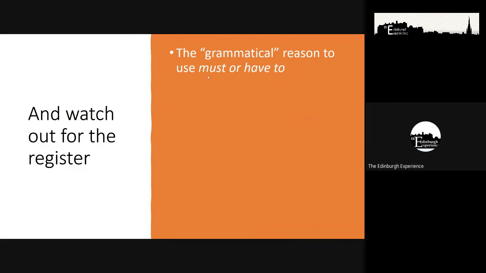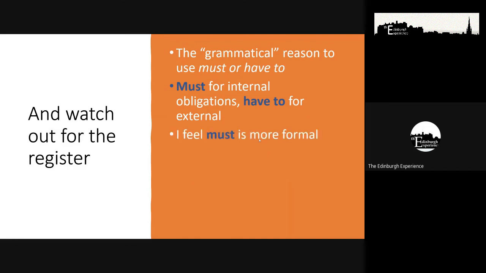The grammatical reason when we should choose between must or have to is to do with personal or internal obligations or external. So a grammar book will tell you that must is used for internal obligations and have to is for external obligations. Like, I must call my mother. That's something I need to do, but I have to go to work because that's what somebody else is making me do. But I really disagree with that. I think must is more formal. And when you're using it in your speech, it sounds much more serious. So I would recommend, instead of using must, trying to use have to when you're speaking.